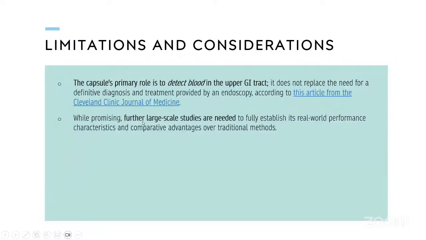Okay, about the limitation and consideration. The capsule's primary role is to detect blood in the upper GI tract. Sometimes it does not reach far location and it definitely does not replace the need for definitive diagnosis and treatment provided by endoscopy. It just tells us that there is blood, but we cannot replace the endoscopy with this pill because the endoscopy will tell us the exact location, the amount of the bleeding, and it can be also used for treatment.